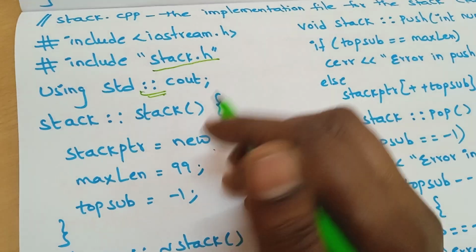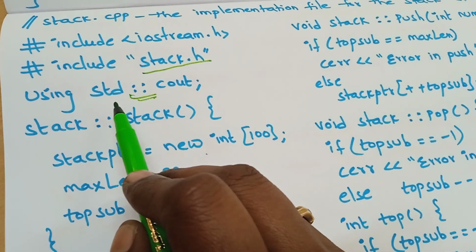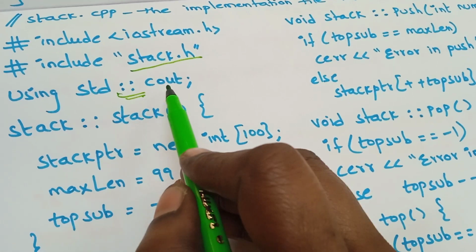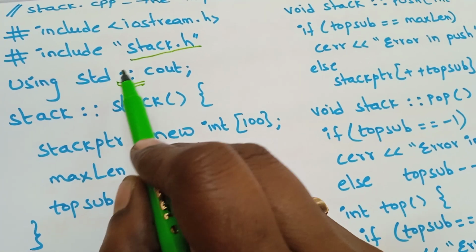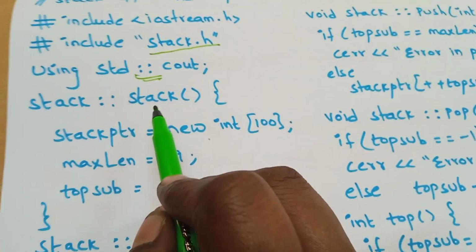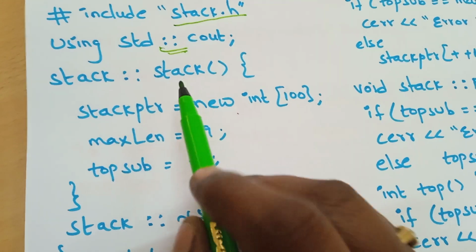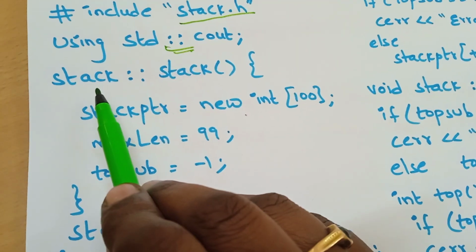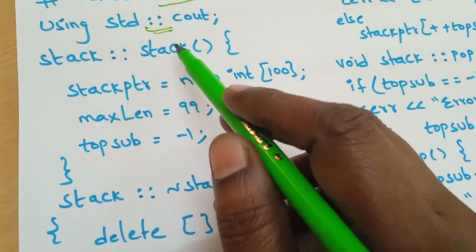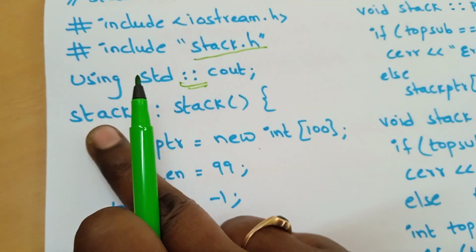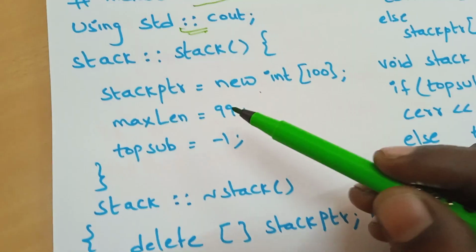Now I'm including stack.h, using standard cout. This is the scope resolution operator, stack followed by the resolution operator. Now this is the constructor for this class. I'm taking the initialization of values which are created in the stack. So when I'm giving this stack, what does it mean? Whichever data members were there in the stack, those values I'm giving over here.